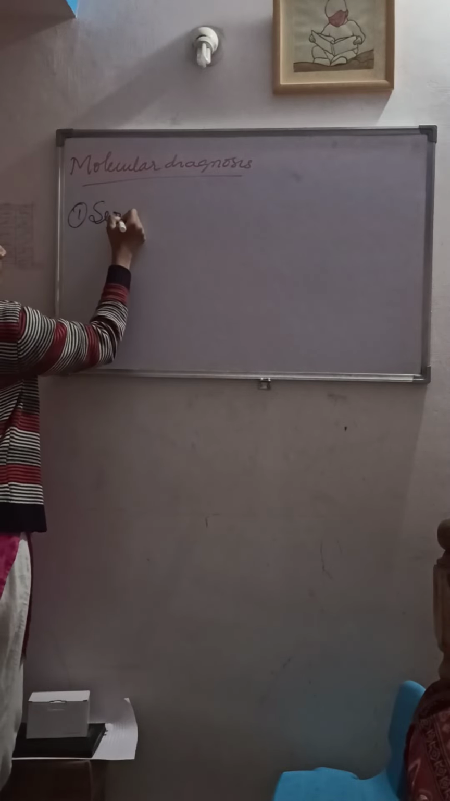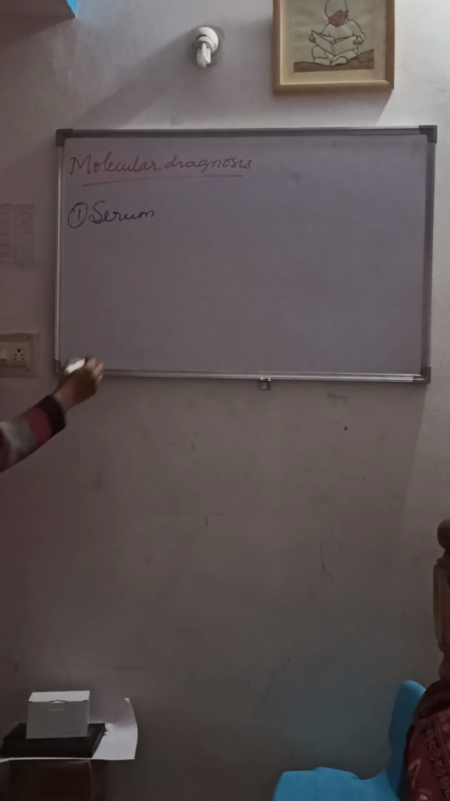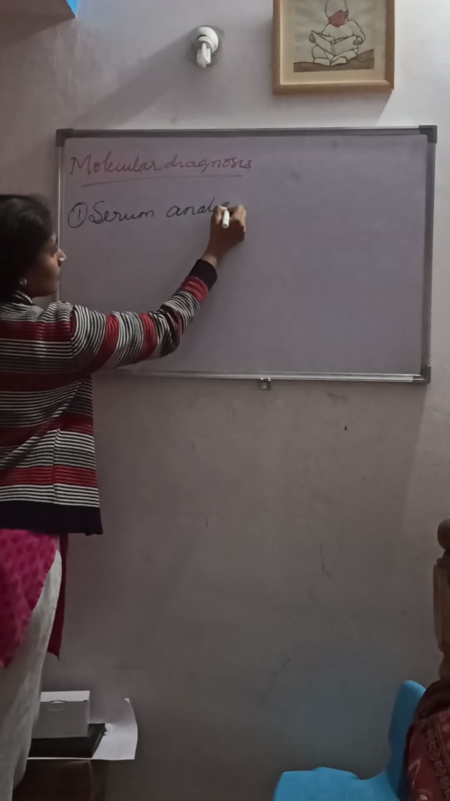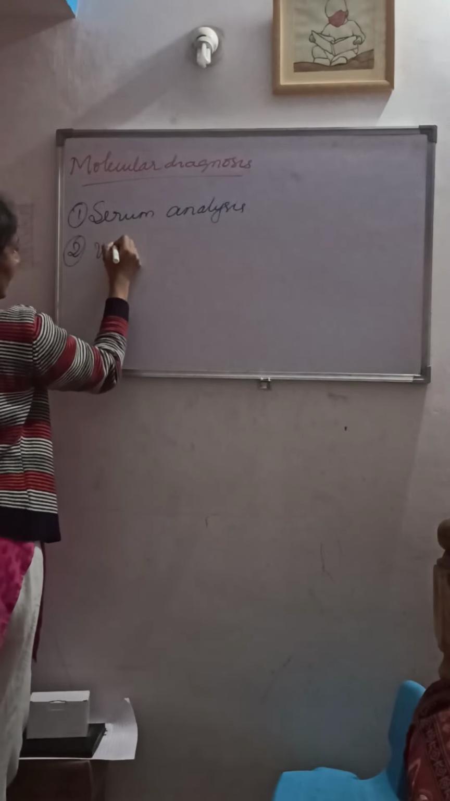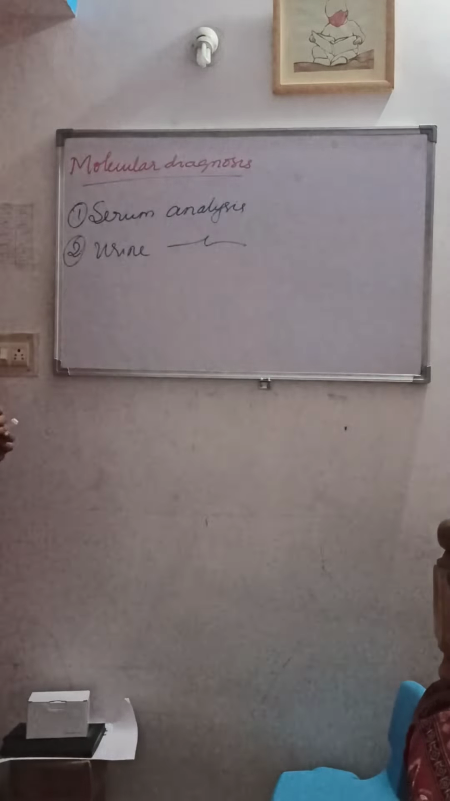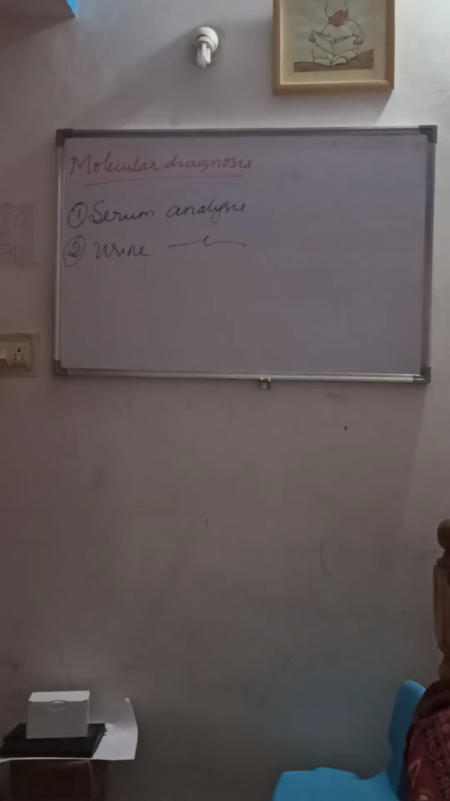The first one is serum analysis. The second one is urine analysis. So these two, the blood analysis and the urine analysis, are the two good old methods that have been implemented to diagnose diseases. But as we know, these are conventional methods. What is the disadvantage of this conventional method of molecular diagnosis?